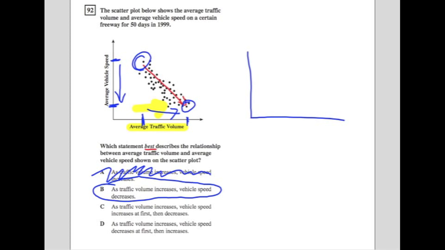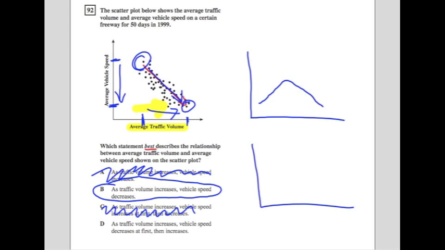So let's pretend this is my coordinate plane right here. It says, as traffic volume increases, speed increases at first, but then decreases. So we'd have a gain and then it goes down. So your graph would look something like this. Our graph is clearly a line going straight down. It doesn't look like it goes up and then down. So that's not going to work. It's not C.